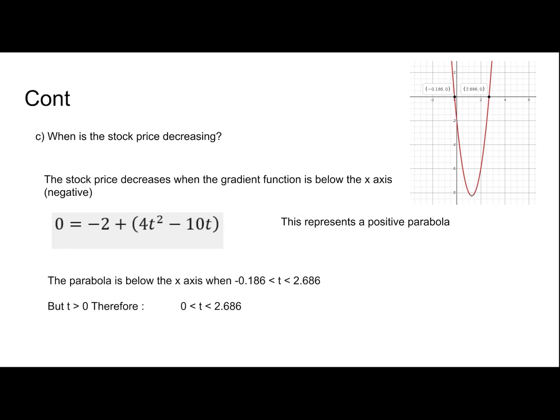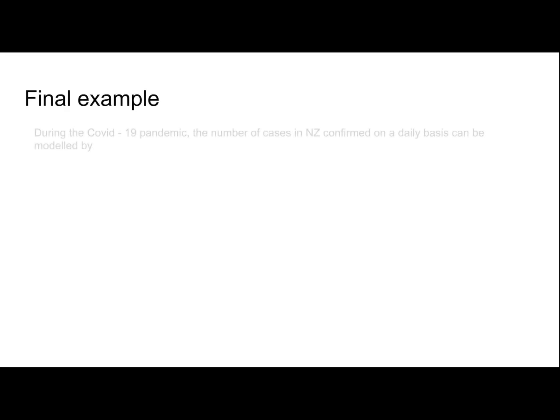So we can conclude that the parabola is below the x-axis when it's between the two intercepts that we found. But we know that t is strictly greater than 0, which means that t is actually between 0 and 2.686. And it's really important that you link this final step into your final answer, because we're taking this into a real life situation. Mathematically it's decreasing between these two intercepts, but technically Air New Zealand didn't really have a negative time, so we're going to say it's strictly positive. So that's our real life boundaries there.